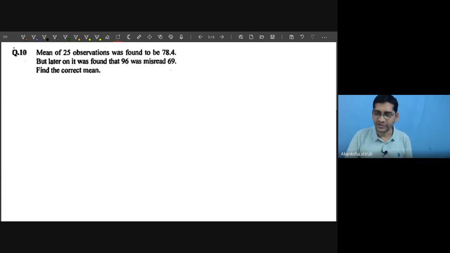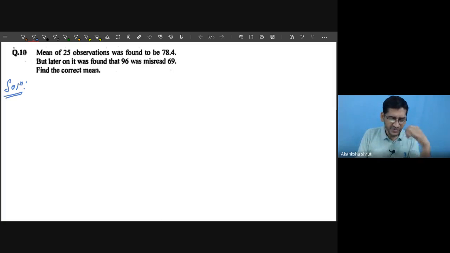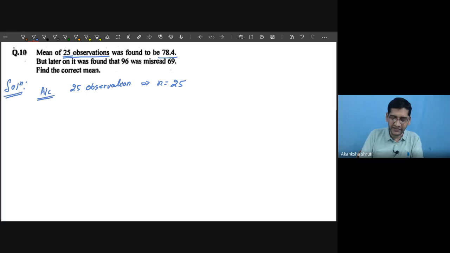Yes, students, quickly please tell me this. This question was also asked. The mean of 25 observations was found to be 78.4. So we can write here, there are 25 observations. What does it mean? Here you can write n is equal to 25. That is one thing we are getting.